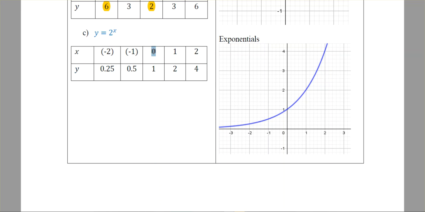So the 0, 1 is here. 1, 2, so 1 gets doubled. And then the next point, 2 gets doubled. So our next point would be 8. So this curve has exponential growth. So you might have heard of that before.